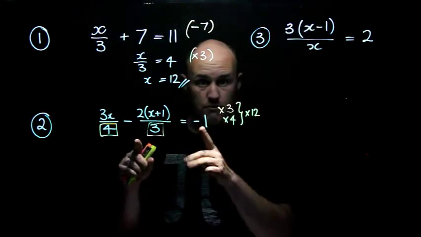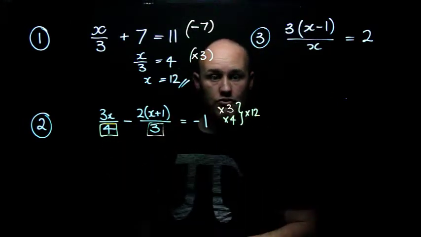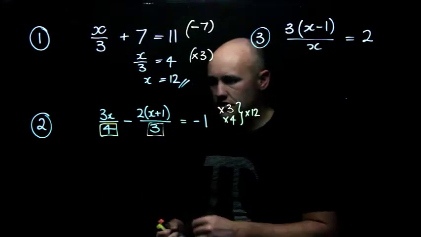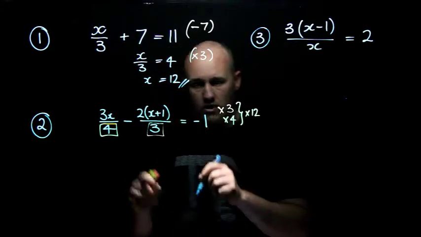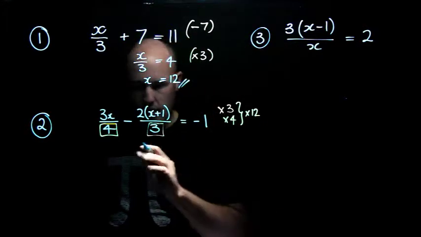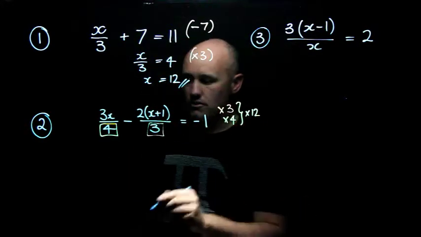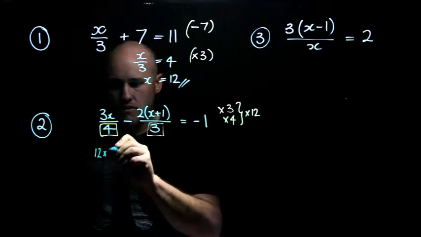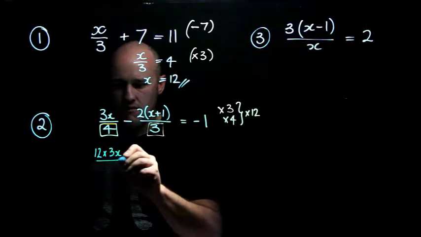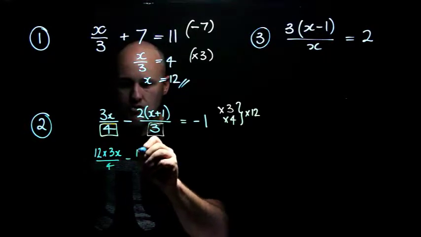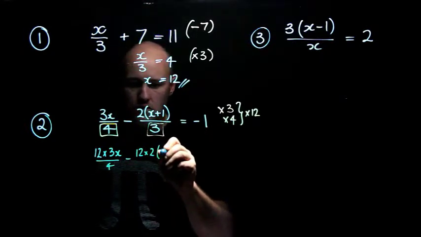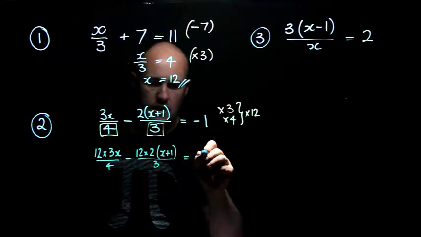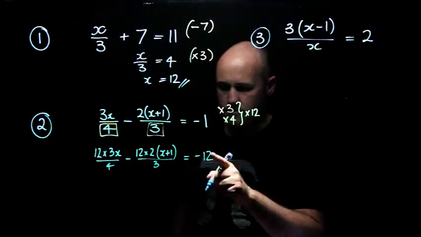So what I actually want to do is multiply by the lowest common multiple of 4 and 3, which in this case is 12. It might be something a little bit simpler in other cases, but it's 12 in this case. So I'm going to multiply everything through by 12. And to keep this simple, I might show an extra line of working that you don't necessarily need to show. So 12 times 3x over 4 minus 12 times 2x plus 1 over 3 equals negative 12, because negative 1 times 12 is negative 12.